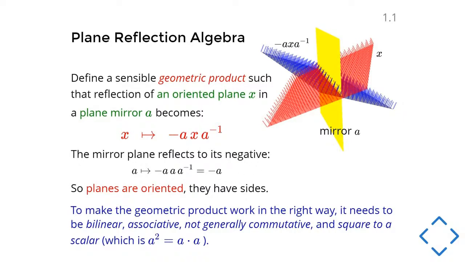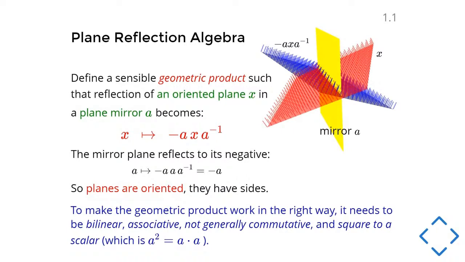And that means that apparently we have an oriented geometry. We have not only planes, but we have planes that have sides. And the mirror A with its shiny side on this side, if you reflect it in itself, its shiny side gets to the other side. And this is what the minus means.